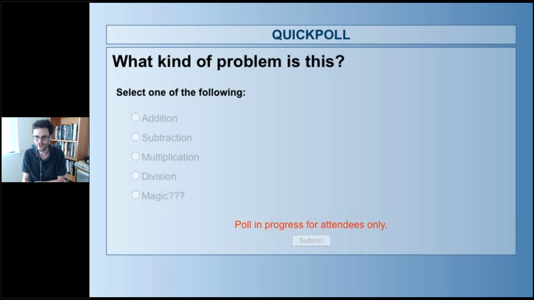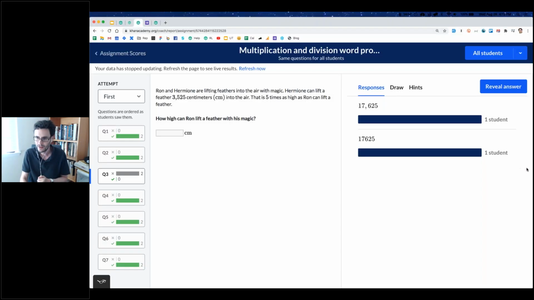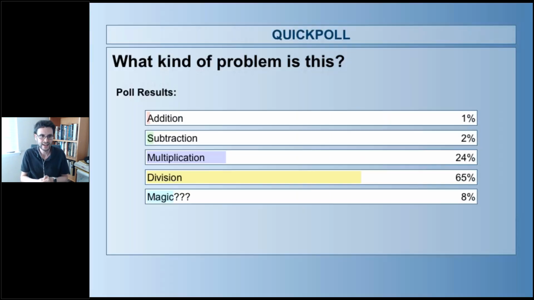Okay, I see a lot of folks voting. This is awesome. And really, don't worry about whether you've nailed it or not. Just go ahead and guess, because I want to get a sense of where we are as a class community before we dive in. All right, 3, 2, 1. We're going to close this poll and I'm going to share the results with you. You can see that the majority of the folks in the class are saying division, but a big chunk are saying multiplication. Some are even saying magic. So let's talk about it a little bit.